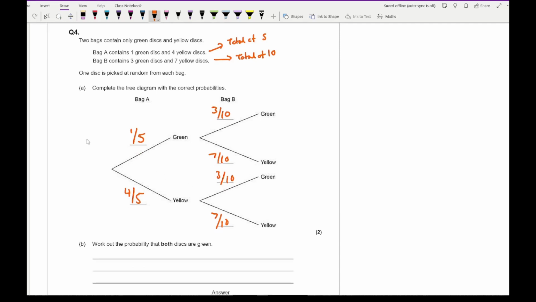Then for B, it says work out the probability that both discs are green. So here we're going for green and green. Whenever I say the word and in probability, we multiply. So it's going to be 1/5 multiplied by 3/10, which gives me an answer of 3 over 50.